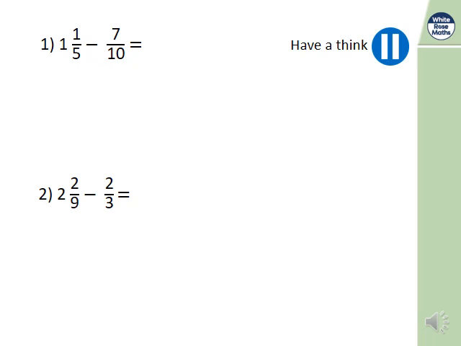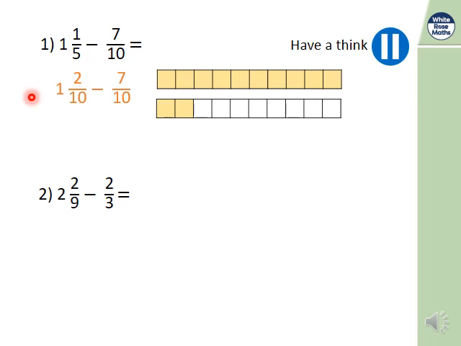Let's have a look and see. So question number 1 says 1 whole and 1/5 take away 7 tenths. So the first thing we would do is change our fifths to 2 tenths so we have the same denominator, and then we are doing 1 whole and 2 tenths take away 7 tenths.